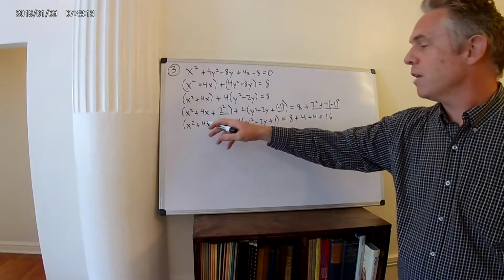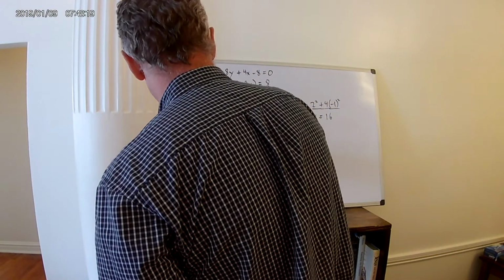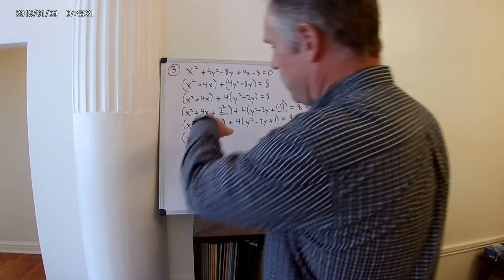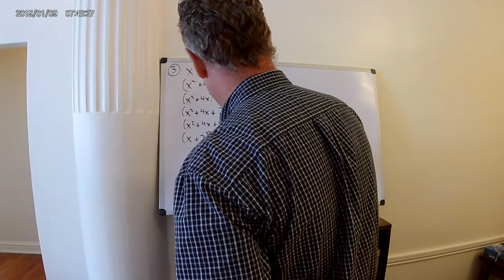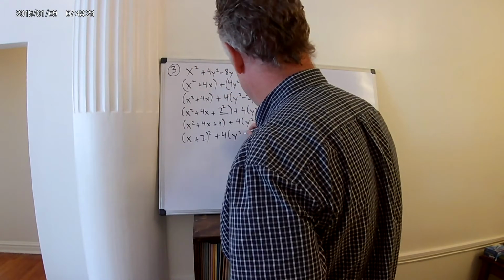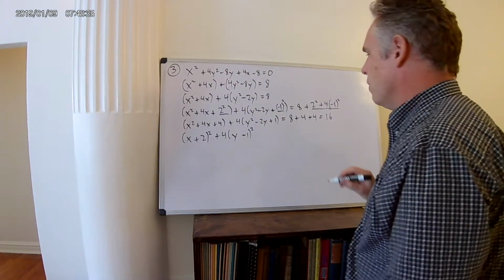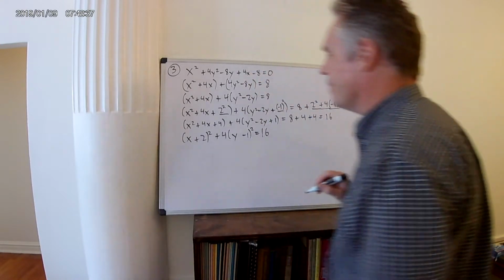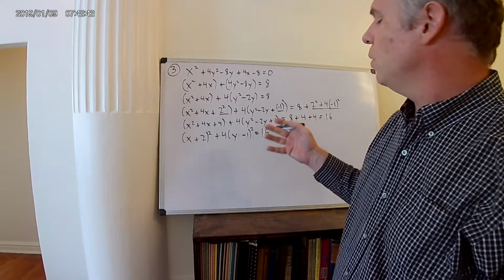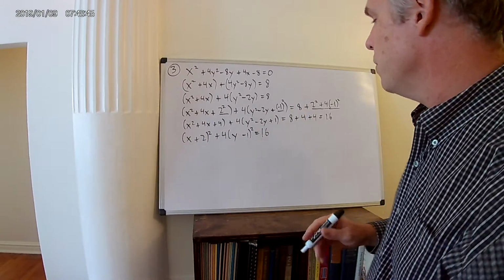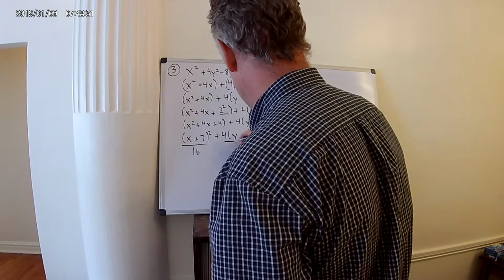All right, now we can factor these terms into binomial squares. And so we get x plus 2 squared. If you're not sure about that, FOIL it out, and you'll get that. Plus 4 times y minus 1 squared. Okay, and this equals 16. All right. So now this is looking better. This is looking closer to what we want, but we still want to get this into the standard form. So now I'm going to divide both sides by 16. Okay, let's do that.